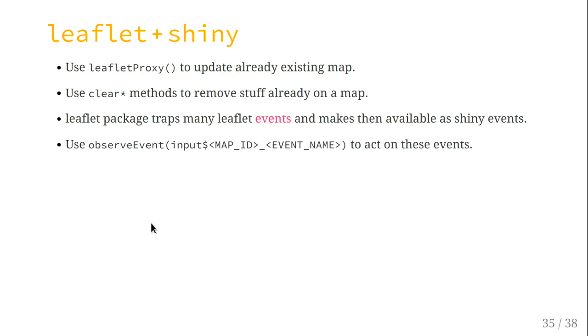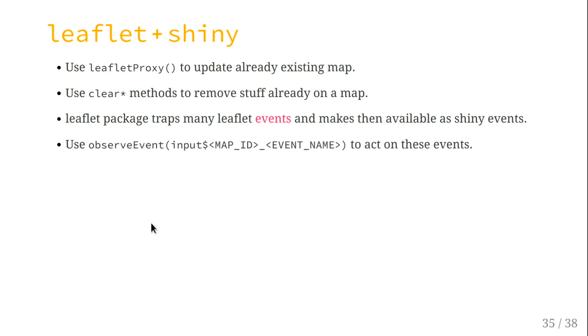Specific tips for leaflet and Shiny, as I said: don't call the leaflet object again after you've already made it. Use the leafletProxy object within your reactive code, so that your leaflet object is not destroyed. There is a method called clear, just like you saw those methods like addPolygons. There are methods like clearShapes to remove already existing data on the map.